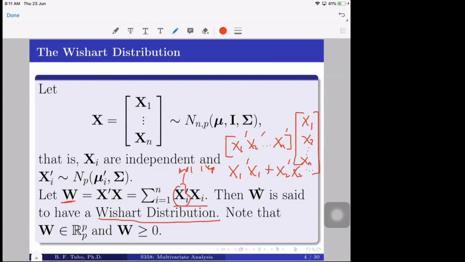Then W is said to have a Wishart distribution. So W is a p by p random matrix. From X, which is n by p, W will be p by p, and it is a non-negative definite matrix.